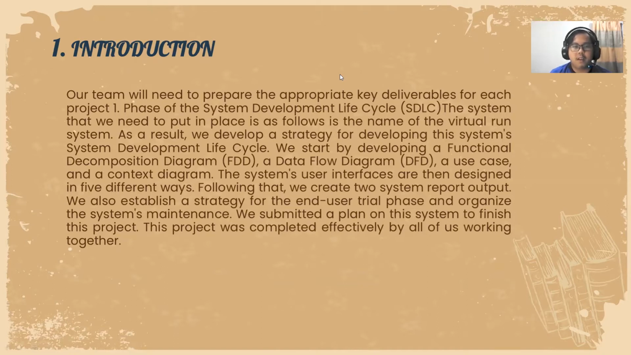In the system development life cycle, we start by developing a functional decomposition diagram, FDD, a data flow diagram, DFD, a use case diagram, and a context diagram. The system user interface is then designed in 5 different ways. Following that, we create two system report outputs. We also establish a strategy for the end user trial phase and organize the system maintenance. We submitted a plan of the system to finish this project, and this project was completed effectively by all of us working together.